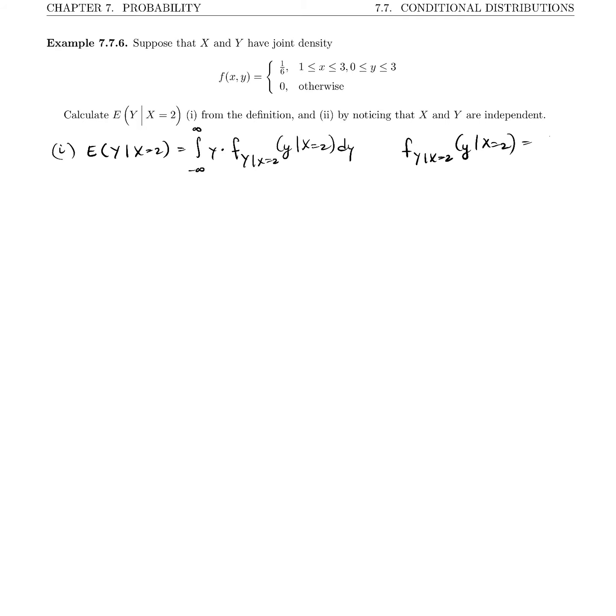Well, that's the joint density f of xy divided by the marginal f sub x at 2, right? So we know x is equal to 2, so we'd be plugging in 2 into the marginal function. Now that means that we need to find the marginal for x. So f sub x of x is, well, we want to integrate out the y. So the integral from minus infinity to infinity of the joint density function dy.